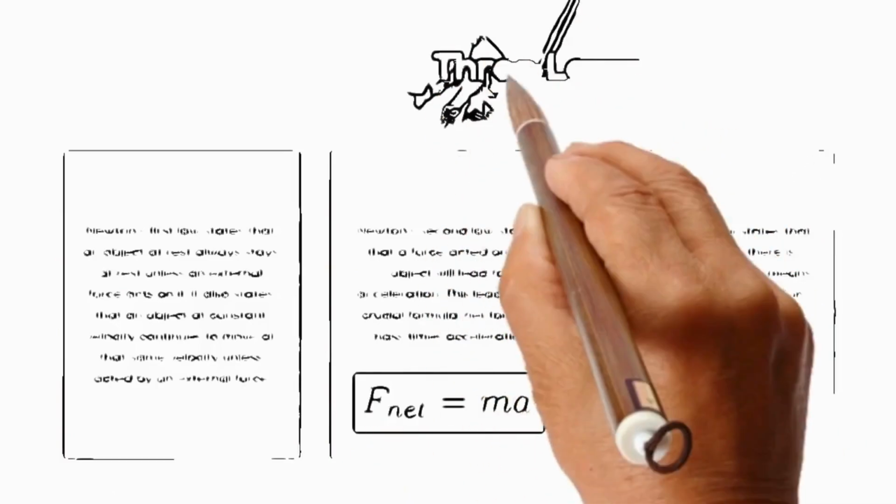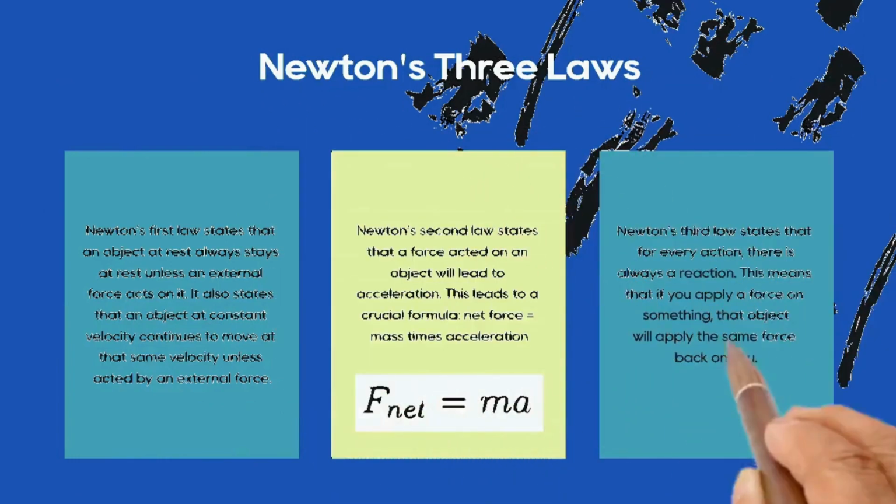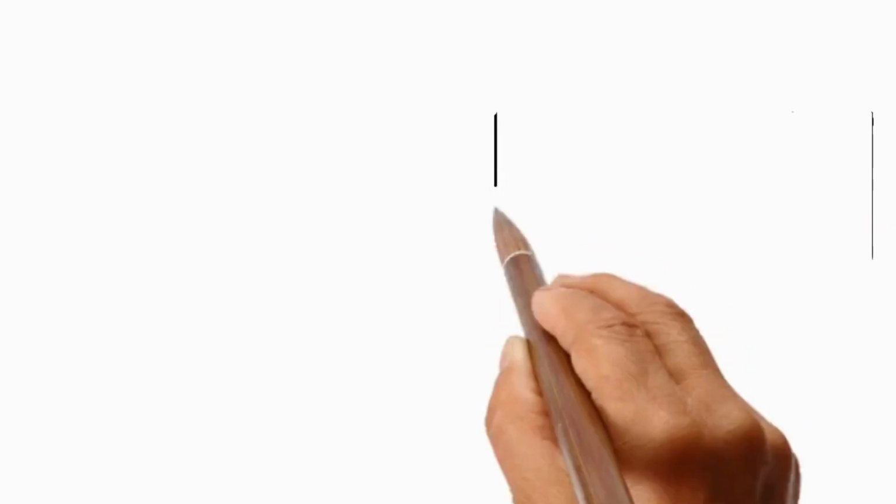So this unit is incomplete without Newton's three laws. Newton's first law says that an object at rest remains at rest unless an external force acts on it. And if an object is at constant velocity, then it will continue to move at that velocity unless, again, an external force acts on it. Now, Newton's second law relates force and acceleration. A force on an object will lead to an acceleration, and the net force equals mass times acceleration. And Newton's third law states that for every action, there is an equal and opposite reaction. This means that if you apply a force onto something, then that object will apply the same force back on you.